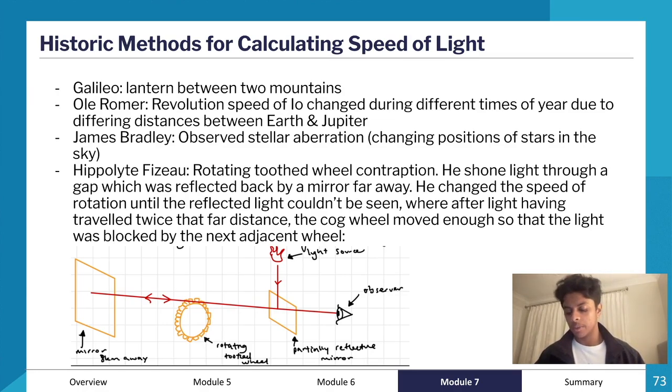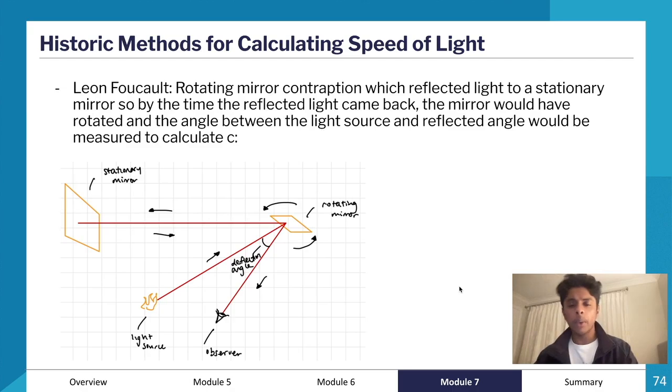Using this method, he was able to get around 3.1 times 10 to the power of 8 meters per second. So very accurate as well. Then we have Foucault, right?